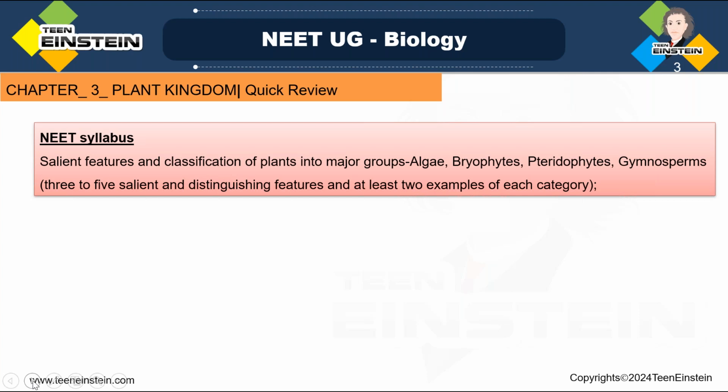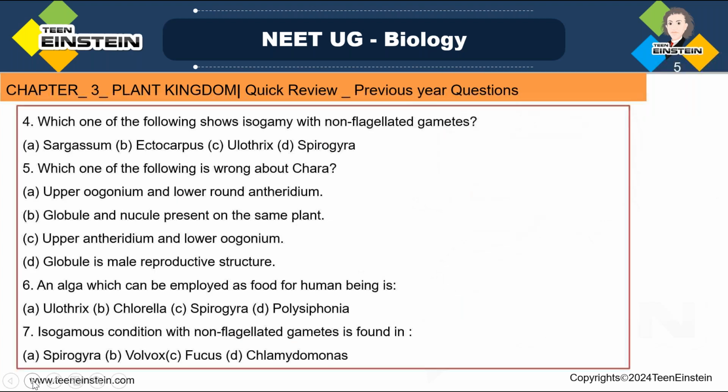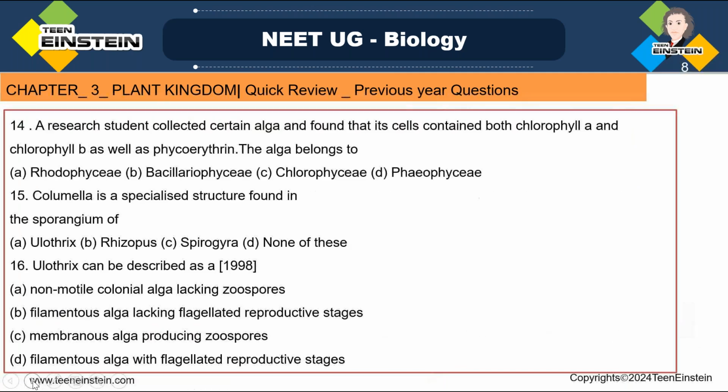This is the way you need to handle this chapter, and try to make a table. You can study this chapter easily, because you will always get direct questions from this, especially a comparison between two groups, like a feature which is seen in algae and which is not there in bryophytes. That kind of comparative question you may also get from this chapter. So we have already covered a few previous year questions from this chapter. Let us continue with the remaining questions. We'll try now.